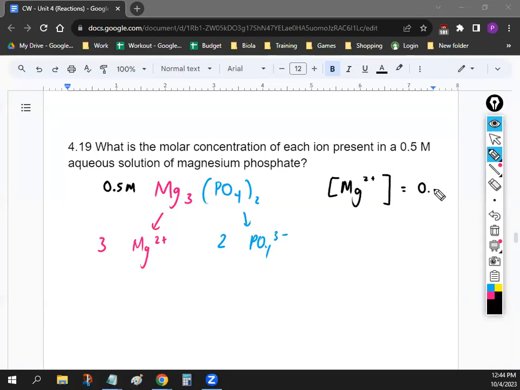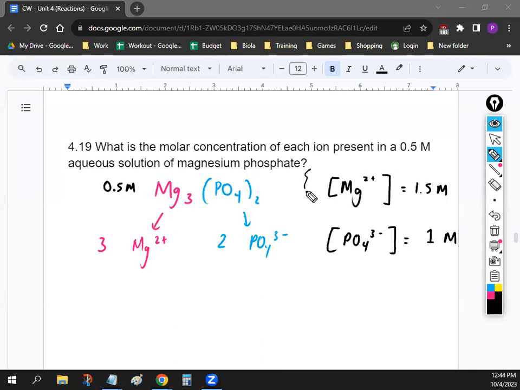Yeah, 1.5. Oh my gosh, 1.5 molarity. Okay, and again, it's because it's a 1-to-3 ratio. Every time magnesium phosphate breaks apart, you get 3 magnesium. So 0.5 times 3. Make sense? Okay. And then lastly, for the phosphate, what is the molar concentration of phosphate? 1. It's going to be 1 molarity. Okay, so just keep that in mind.